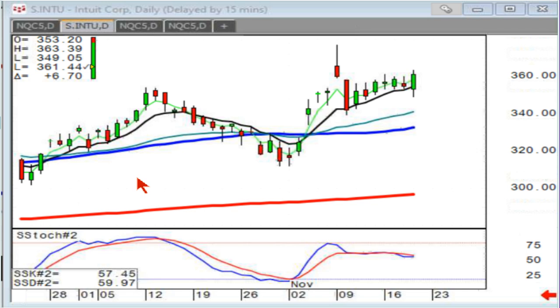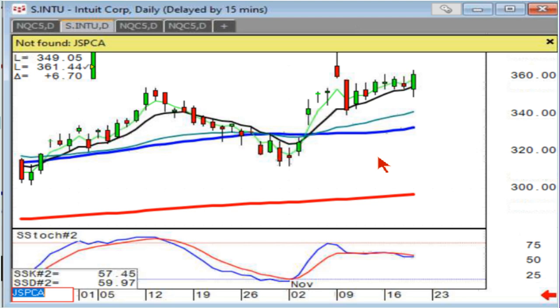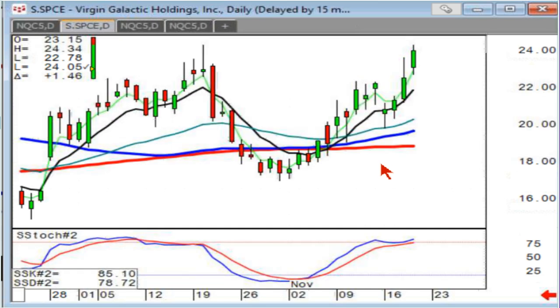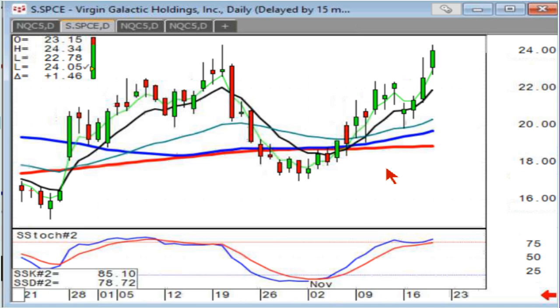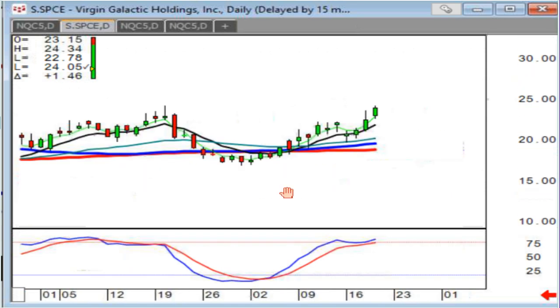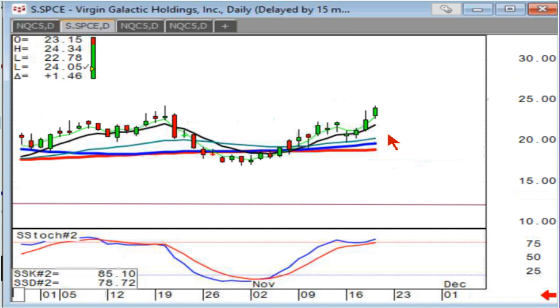Should we wait until SPCE breaks the previous high? Well, that's up to you. If you want to wait for it to break out through that level, yes, but I think there was a trend line that it did break today.